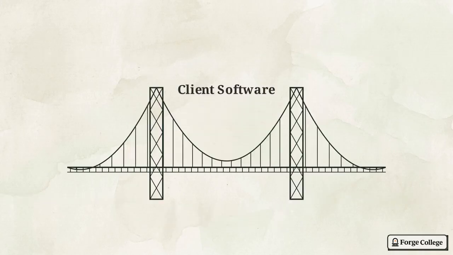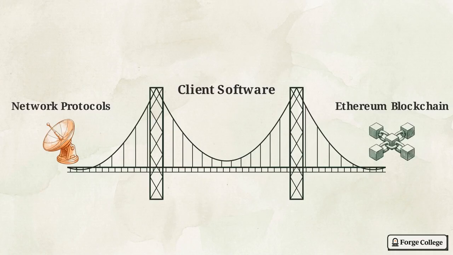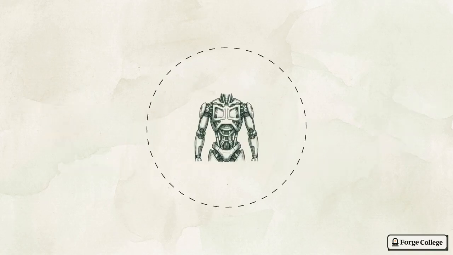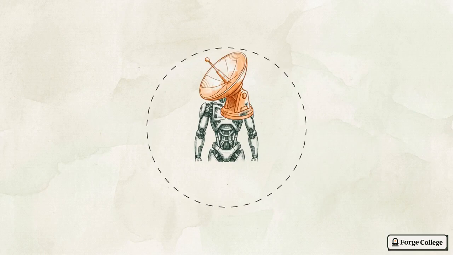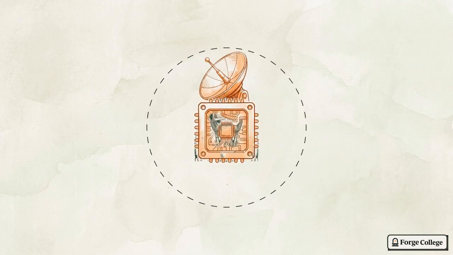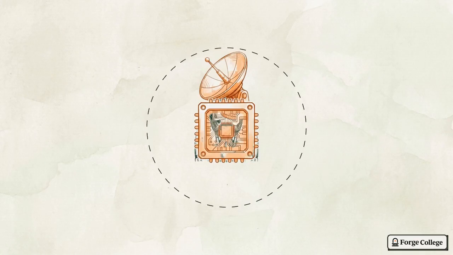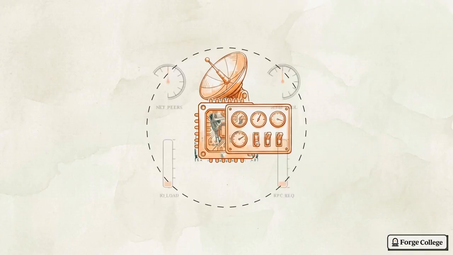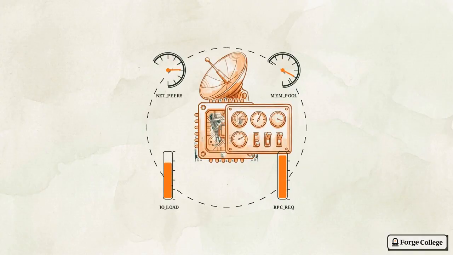Think of the client as a bridge. It takes concepts like peer discovery and turns them into a real connection to the Ethereum blockchain. Imagine an Ethereum client as a modular robot. You add a networking antenna to find peers, an execution brain to process transactions, a storage backpack for history, and an API control panel. These choices determine your node's speed, memory, and capabilities.